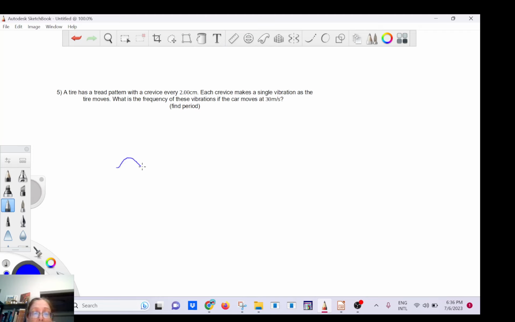So it happens on the road here, on the highway. Oh, that must be in America. We have a lot of that. In the US, we have terrible pavement. So it goes boom, boom. Right? And the crevice here is 2 centimeters.